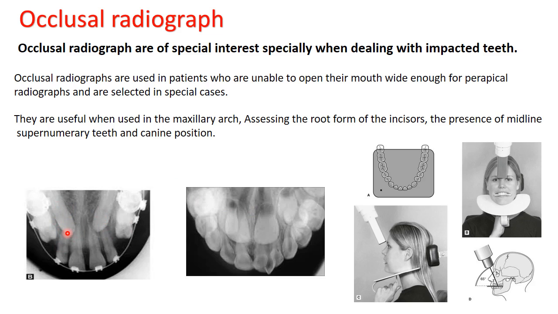So you can see here in this case, we have bilateral impacted upper maxillary canines. So an occlusal radiograph is usually useful to assess the position of the canine, whether they are palatally or buccally impacted. And also, they are useful in assessing the presence of supernumerary teeth in the midline.